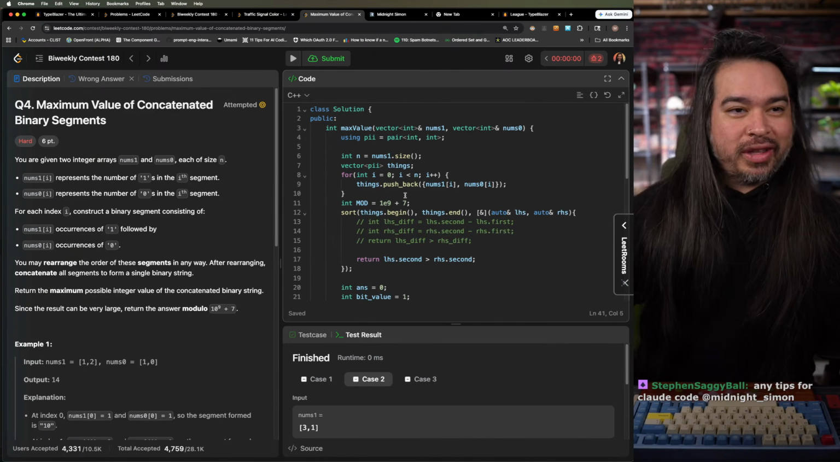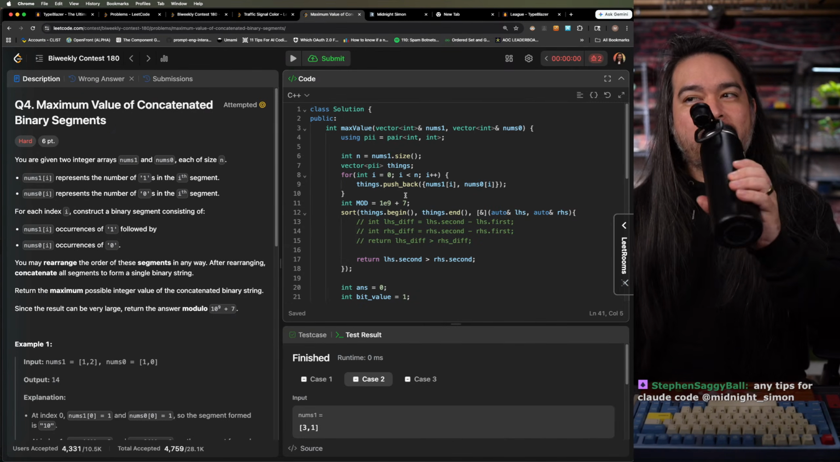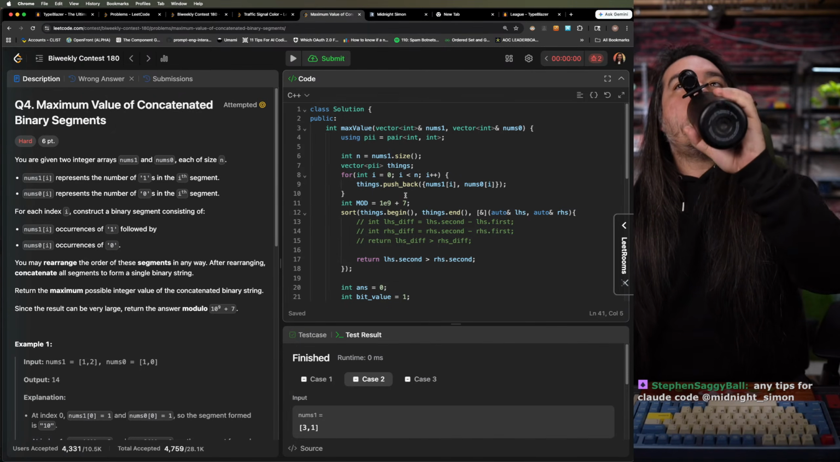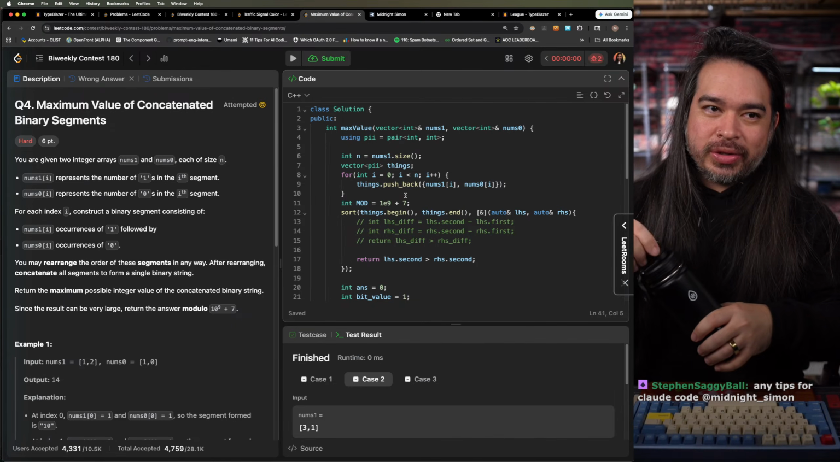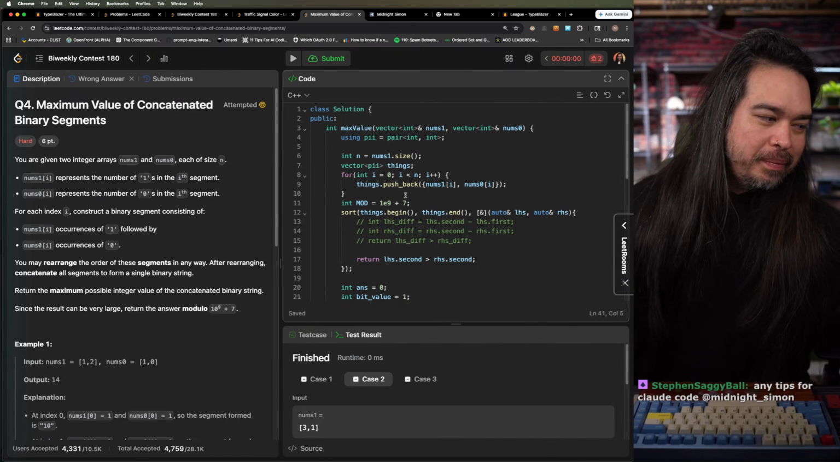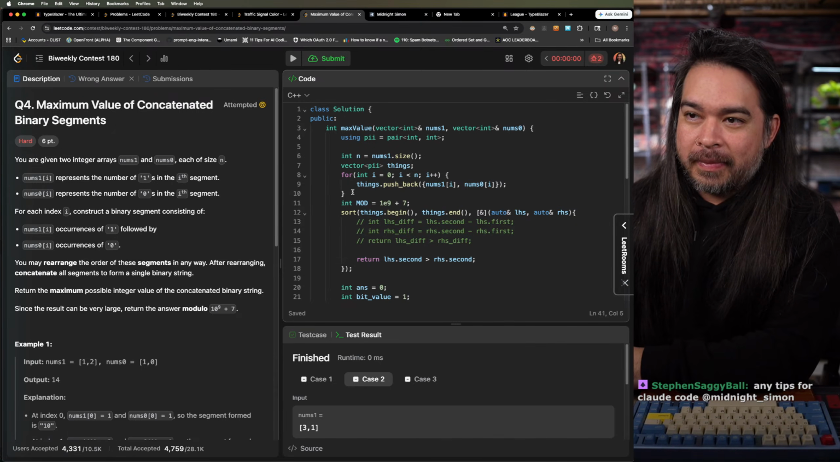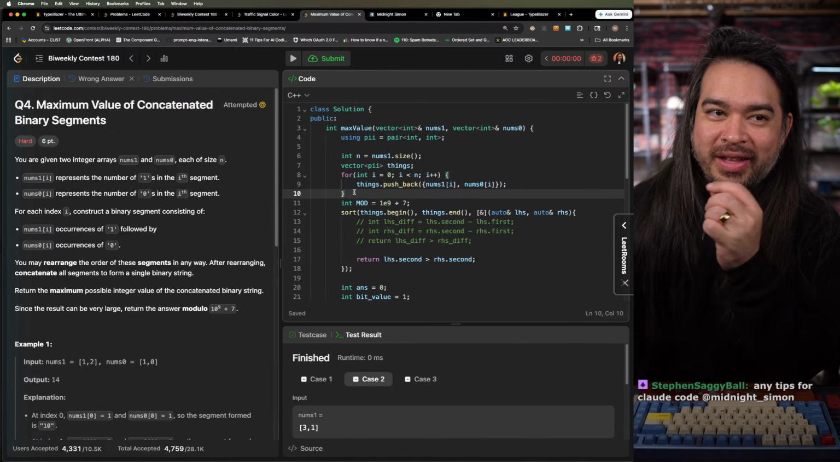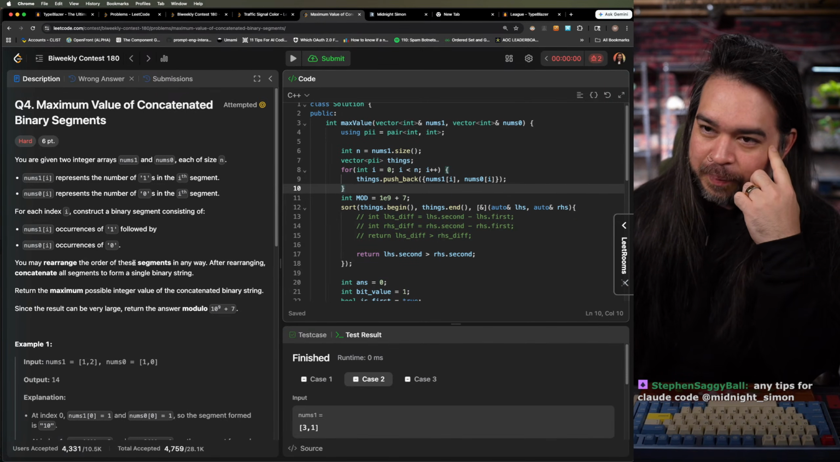Pixel Pusher, thank you very much for the hydrate. Any tips for Claude Code? Learn how to use git worktrees. Yeah, that's about it. I think that's my biggest tip for parallel working.